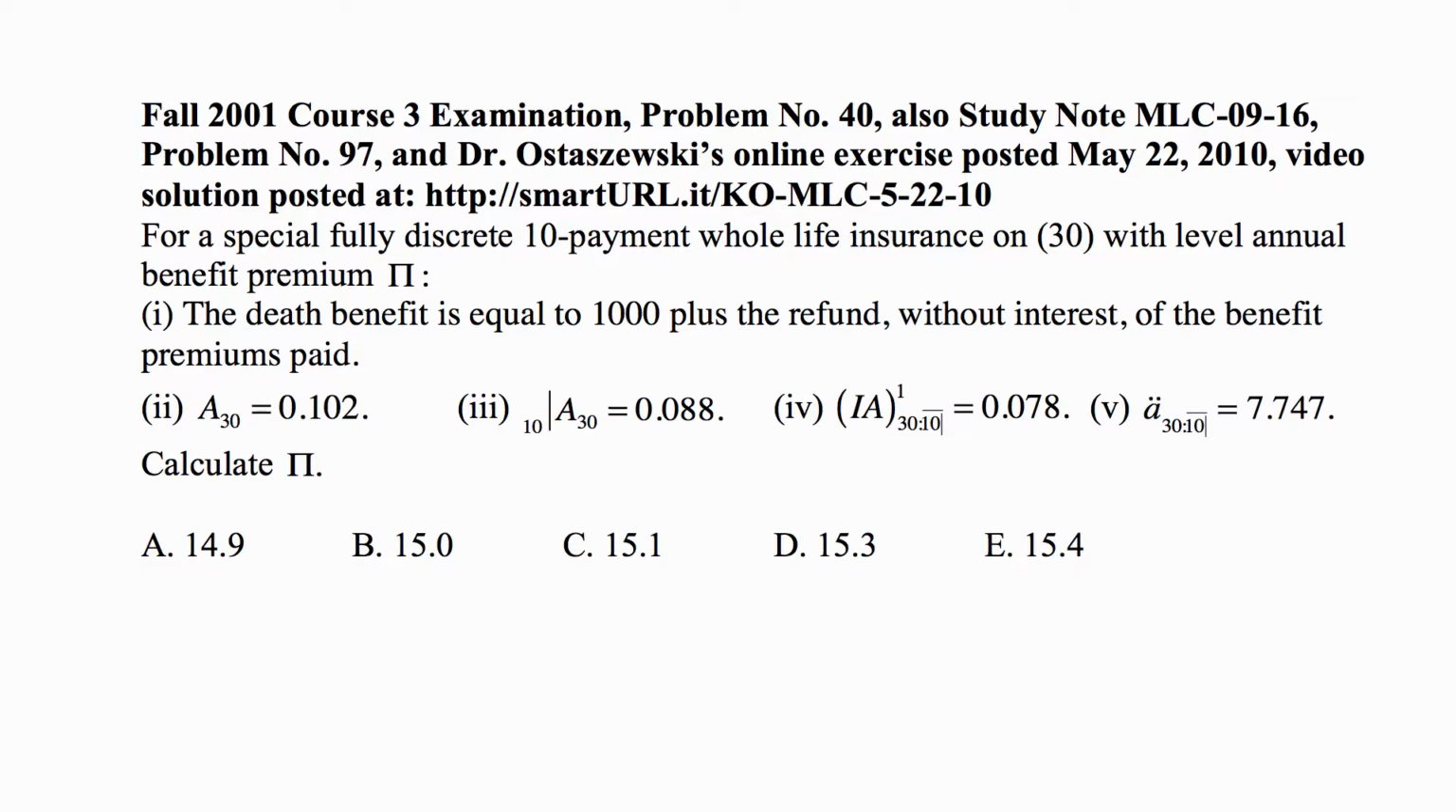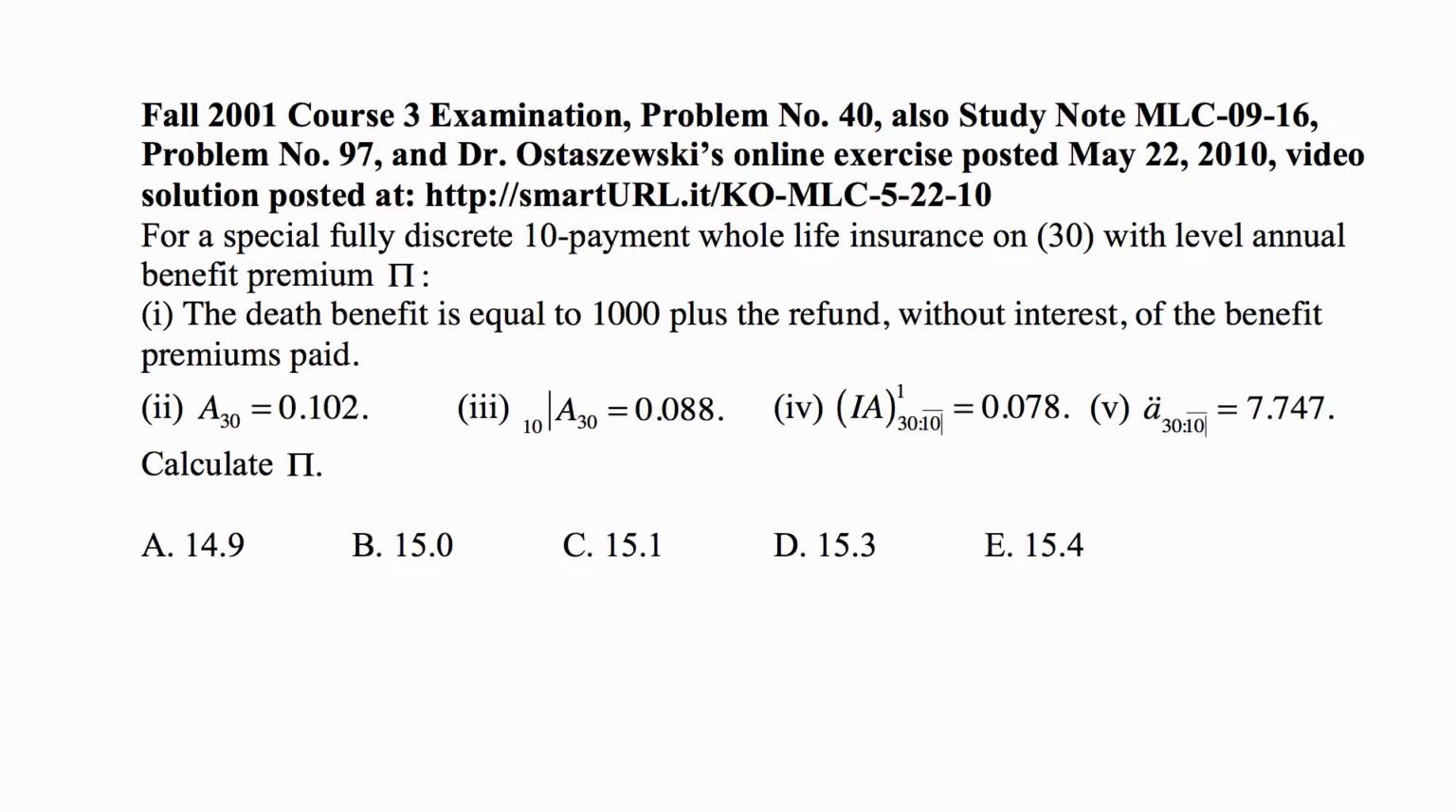And the premium paid the first year is Pi, the second year is Pi, so the cumulative amount for a death in the second year is 2 Pi, for a death in the third year is 3 Pi, and so on. It's a whole life insurance, only 10 payments, so after 10 years, the total premium paid is 10 Pi, so beyond year 10, that's what's returned, 10 Pi, not more than that, because only 10 premiums are paid.